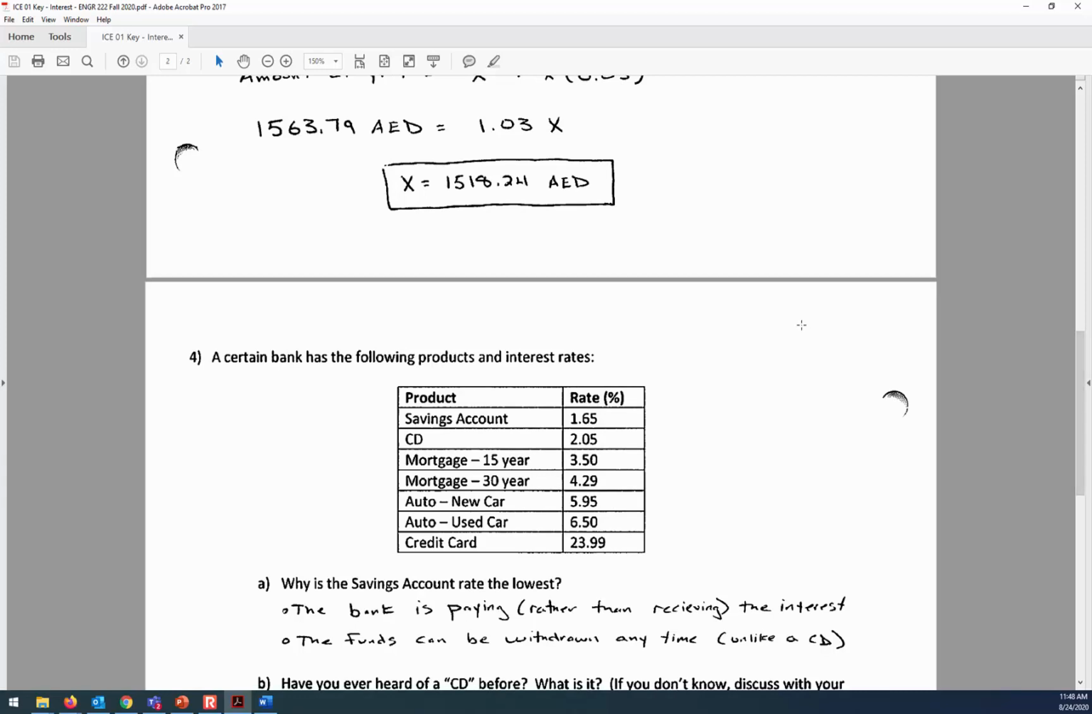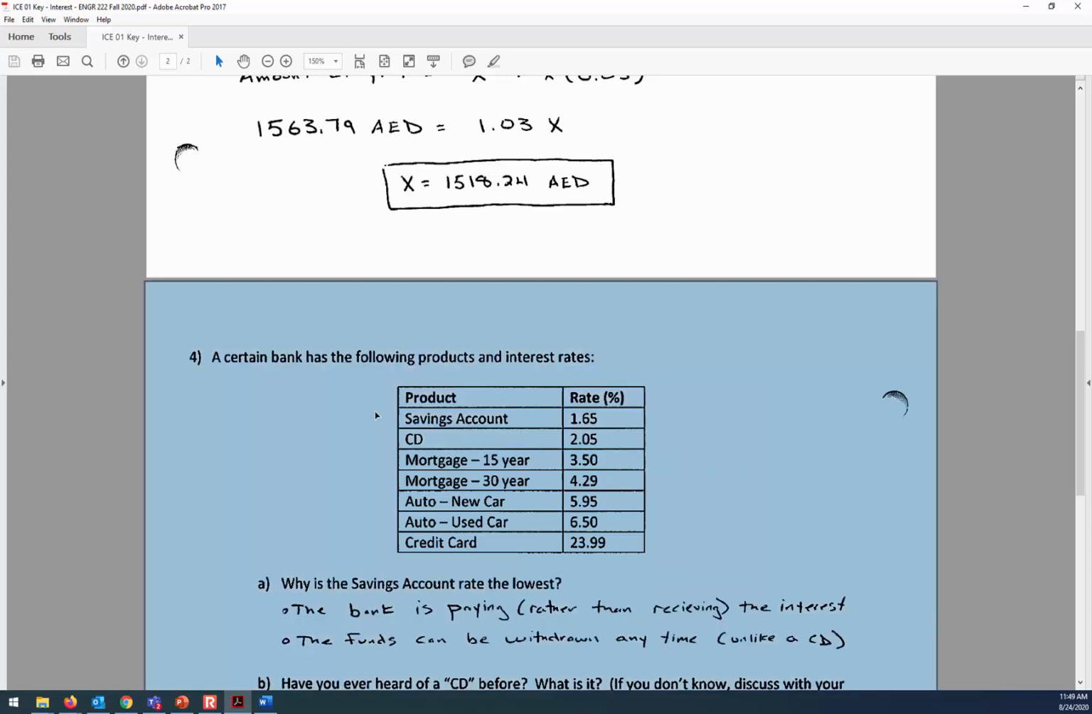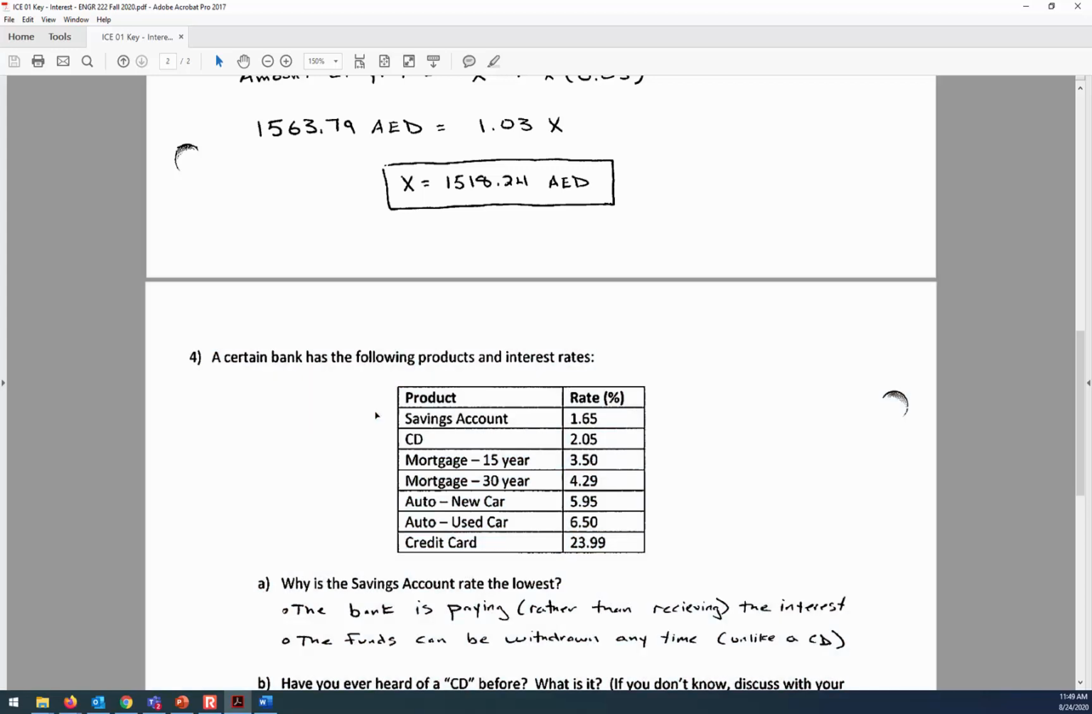So the concept question: why is the savings account rate the lowest? Well, the first thing to understand about this table is in which cases the bank is paying money and when they are receiving money. The bank wants to pay you as little interest as possible, so they try to minimize the savings and CD account rates because that's where they're paying their depositors. But what they want as high as possible is when they're receiving money. They'd like to see really high interest rates when they're the ones getting the interest. A savings and a CD account are products where the depositor is earning interest from the bank.